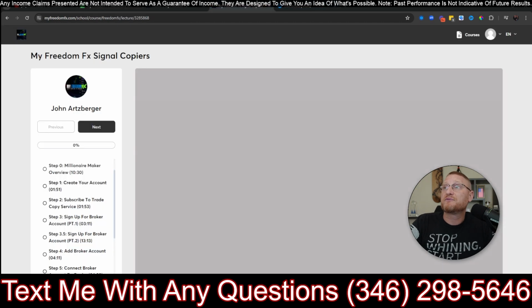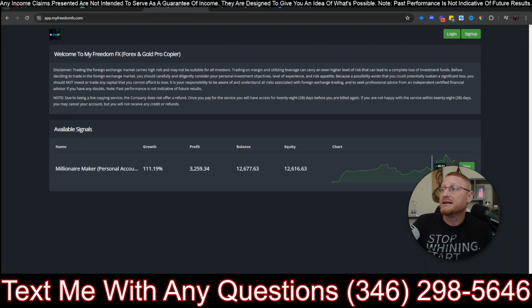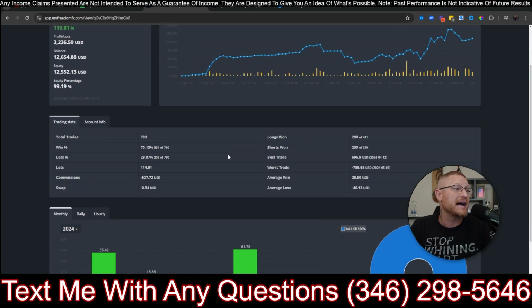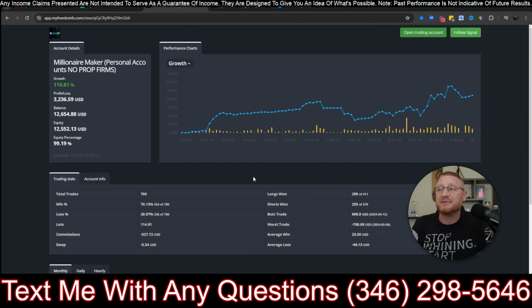But in our software, when we click into the signal, you can view the data. You have access to this, by the way. You're going to have your own platform that you can log into and check the data. You can see that our win percentage is 70%. Our loss percentage is 29%. So we're vastly higher with our win rate than our losses, and that is what you need to be.